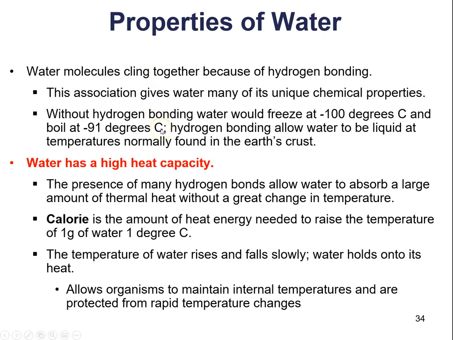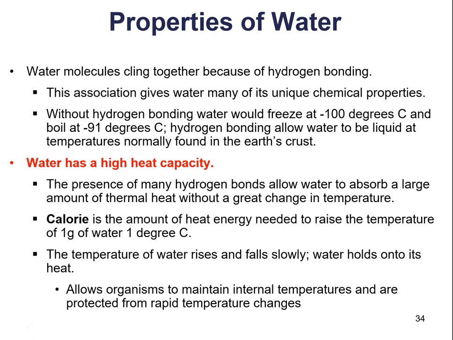So let's talk about some of these properties. These properties are listed in red. So the first one, water has a high heat capacity. And again, pretty much all of these properties that we're going to talk about are dictated by the formation of these hydrogen bonds, okay? So it says the presence of many hydrogen bonds allows water to absorb a large amount of heat without a great change in temperature. So when we say it has a high heat capacity, it means it can absorb a whole bunch of thermal heat, but itself will not change temperature a lot.